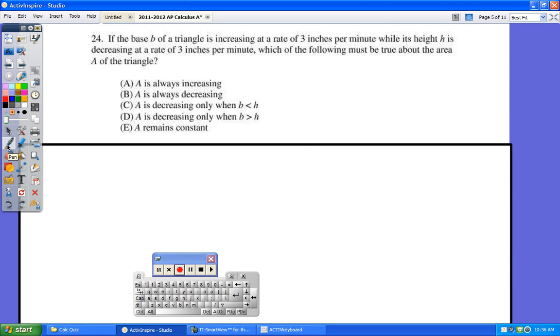24. If the base B of a triangle is increasing at a rate of 3 inches per minute, so dB/dt is positive 3 inches per minute, and its height is decreasing, so dH/dt is negative 3 inches per minute, which of the following must be true about the area of the triangle?